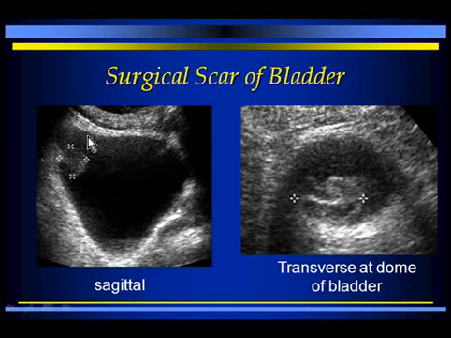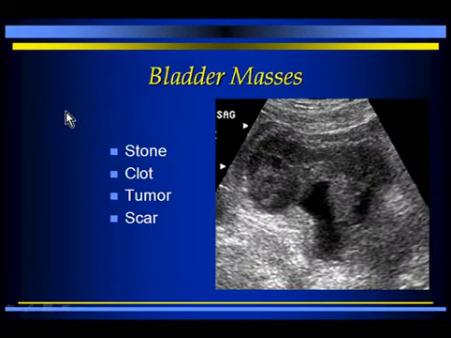Another patient with a bladder in sagittal view, you can see here a focal mass at the top of the bladder, and when you turn it transverse, this is that same focal mass, has a very interesting straight line going through it, and it turns out that this is a site of a surgical suture, and so this is a focal surgical scar in the bladder, which presents now here with a mass. Much less common reason for mass in the bladder.